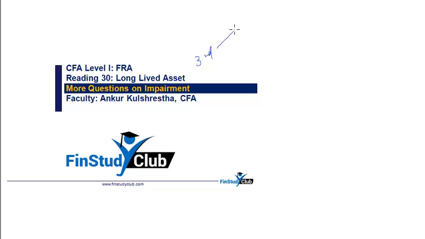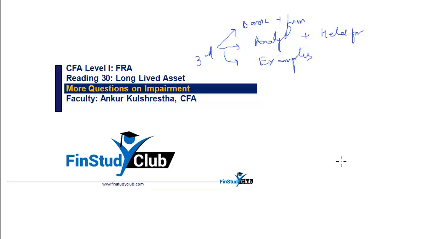In the first session of the series on impairment, we talked about the basic and the formula part of the impairment between US GAAP and IFRS. Then we talked about the analytical aspects and a special category which is long-lived assets held for sale. Here in the third category, I am talking about only and only the examples. So it is absolutely imperative to look at both of these sessions to understand the concept in detail, only after which we will be able to understand these examples.